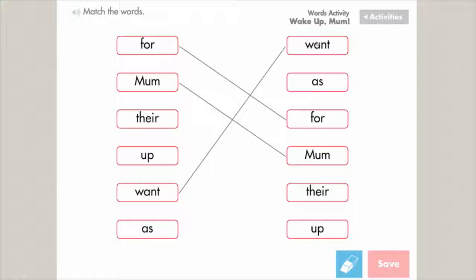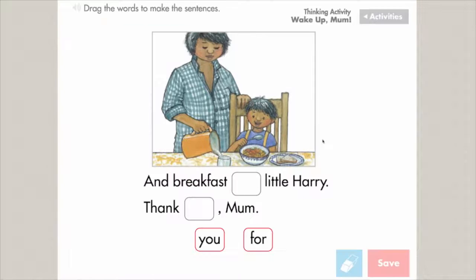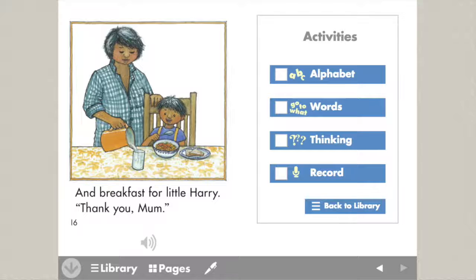Students can erase any errors. When they have finished, they can save their work. This comprehension activity is a simple cloze. Drag the words to make the sentences. Other comprehension activities at lower levels include matching words or sentences to pictures, sentence building, and story sequencing. Comprehension quizzes begin at level 13.